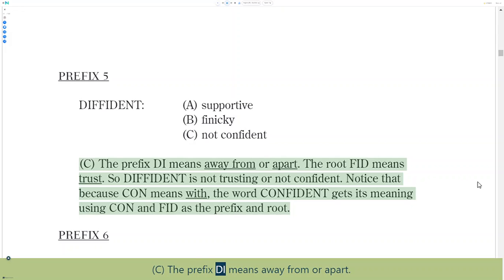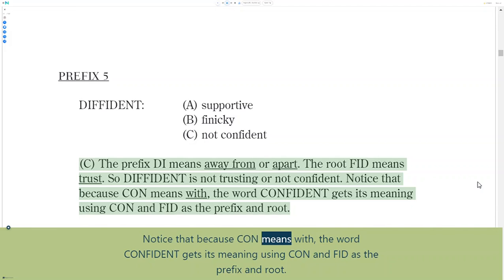The prefix di means away from or apart. The root fid means trust. So diffident is not trusting or not confident. Notice that because con means with, the word confident gets its meaning using con and fid as the prefix and root.